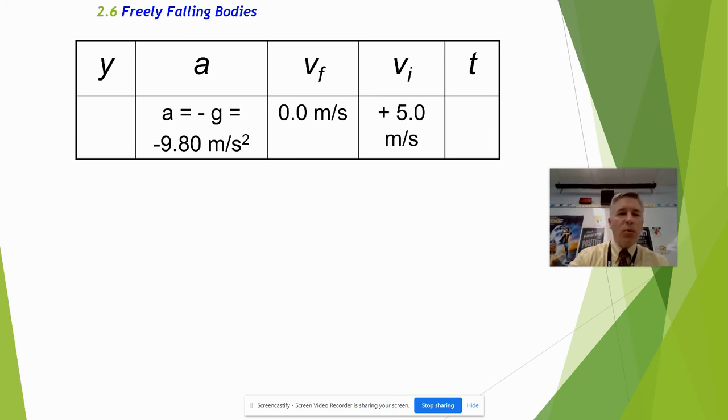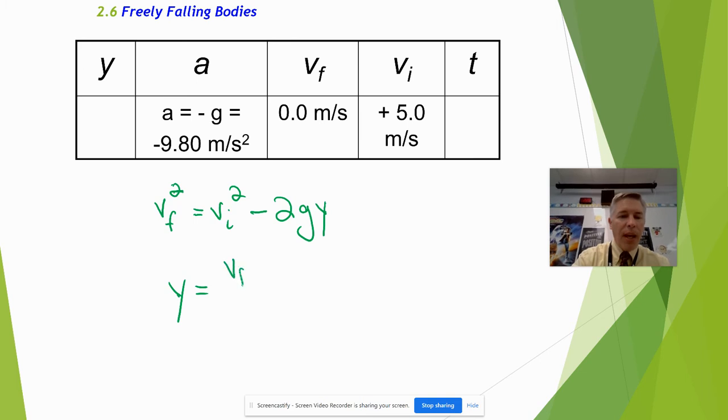The reason why I like this one to try to find y is one of my other equations is this one. It says that VF squared equals VI squared minus 2GY. If I want to solve it for y, really what I'm going to end up doing is subtract this over to the other side, and I'm going to divide by this.